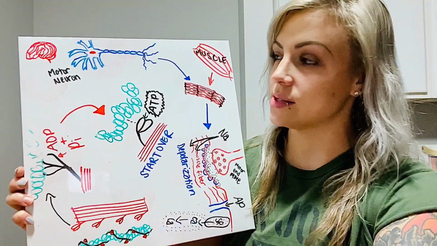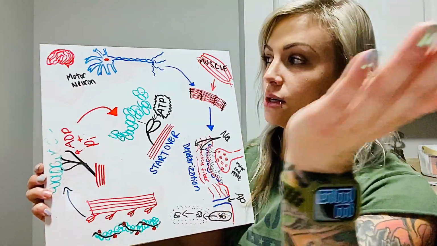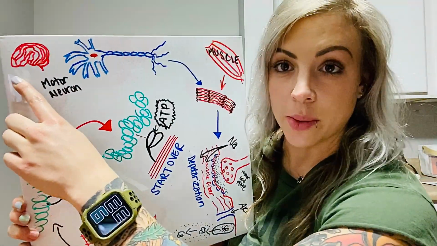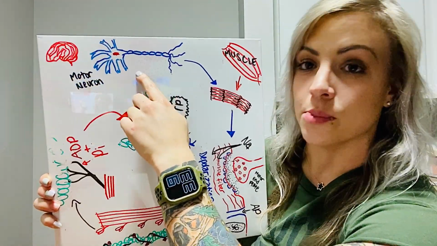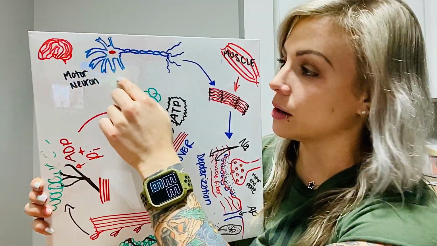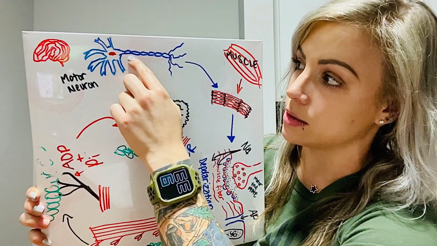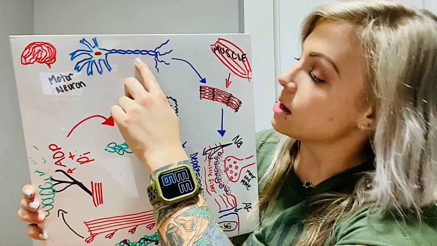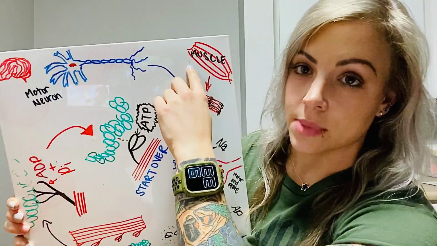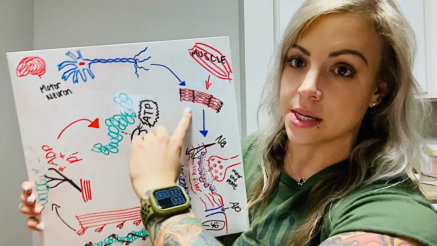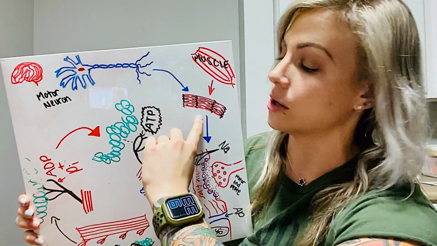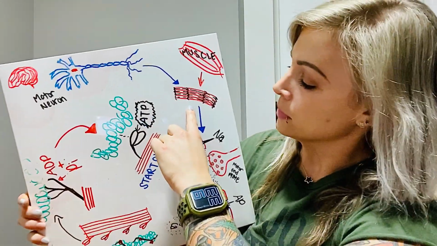So the first process that happens is we get a signal to our brain saying that we want to pick up a 20-pound dumbbell. And so that signal goes to our motor neuron, and these are our dendrites right here carrying the signal through our axon and then delivering to our muscle. And inside our muscle, we have our tiny muscle fibers containing our sarcomeres, which is our contractile properties.